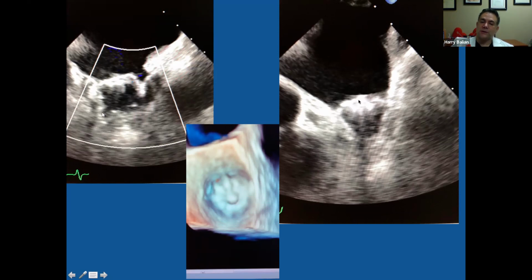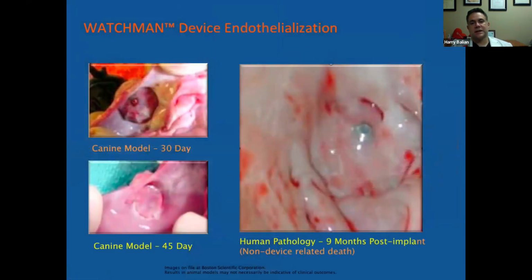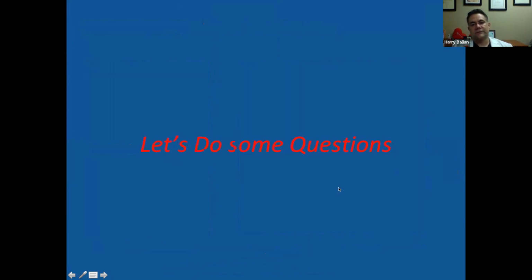It looks like an apple here, or strawberry rather. And then this is a 3D view. Eventually, the tissue develops on top of this. We do have to do sequential imaging 30 days later, make sure there's no thrombus, and the actual device is covered with tissue, and we can safely stop the blood thinners. And this is actually 9 months out. The patient has adequate endothelial development on top of the Watchman device.